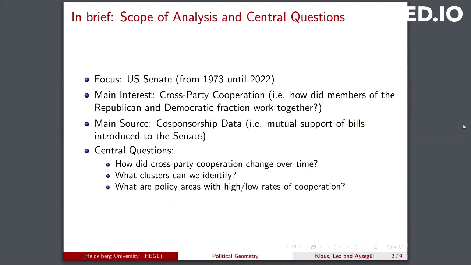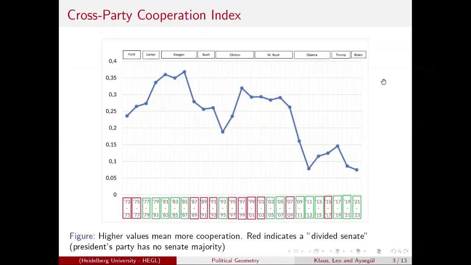And the central questions we tried to answer were: how did the cross-party cooperation change over time? What clusters can we identify? And what are policy areas with high or low rates? So after this short introduction, I will start to present our results concerning cross-party cooperation. We use different ways to measure that.